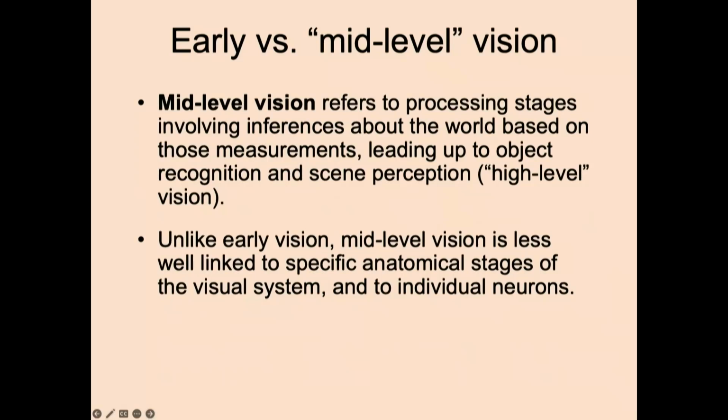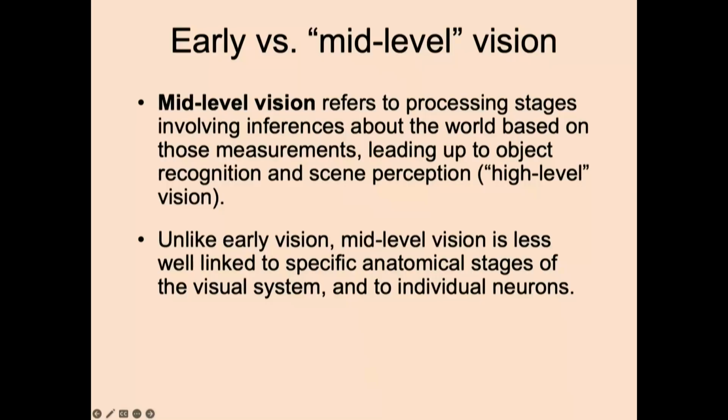So mid-level vision, by contrast, typically refers to processing stages that involve inferences that in some way are about the world, based on measurements that are made in early vision, eventually leading up to object recognition and scene perception, which typically people would call high-level vision. So we've got early vision, mid-level vision, and high-level vision. These are loose and sloppy terms, but they're nonetheless used to indicate different parts of the field and different aspects of visual perception.